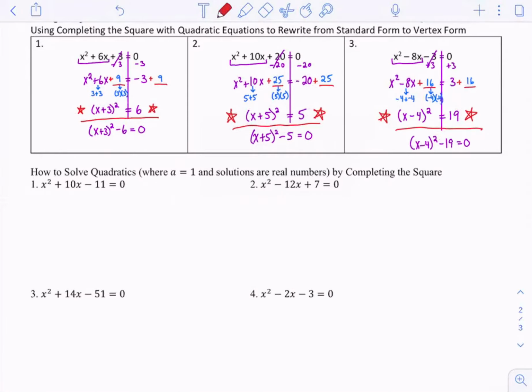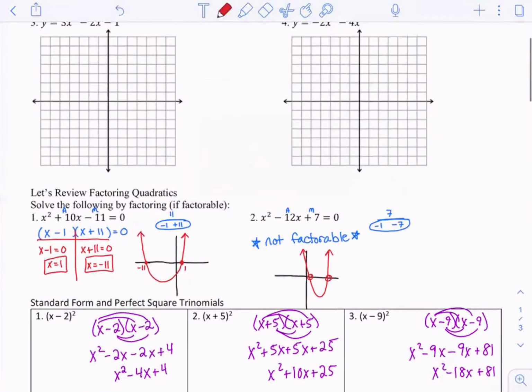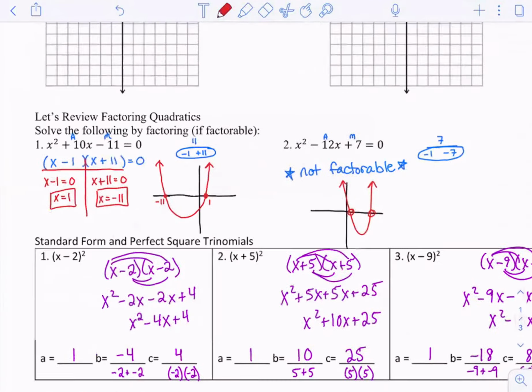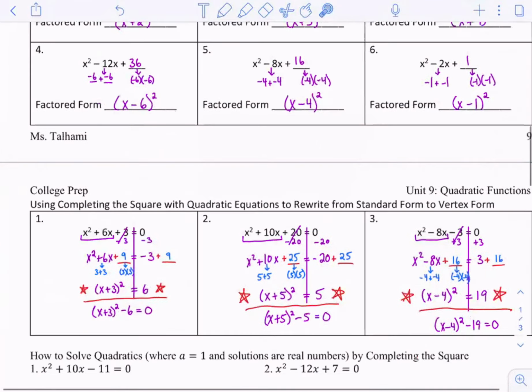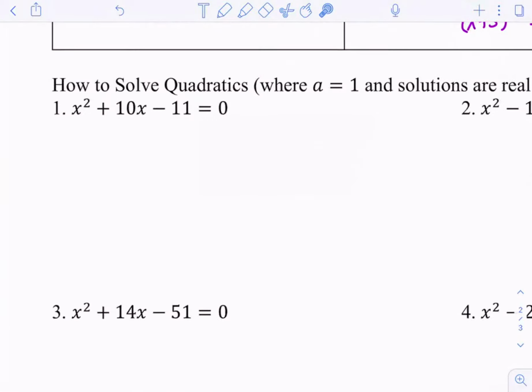So let's try this first problem. Now this first problem should look familiar because this first problem is the same first problem we had here. So if you notice, our answers were 1 and negative 11, but this we solved by factoring. Let's see if we can get those same 2 answers by completing the square here. So follow my steps. Again, the first step here is to leave this by itself. So to do that, I need to add over 11. Okay, so I get x squared plus 10x equals 11.